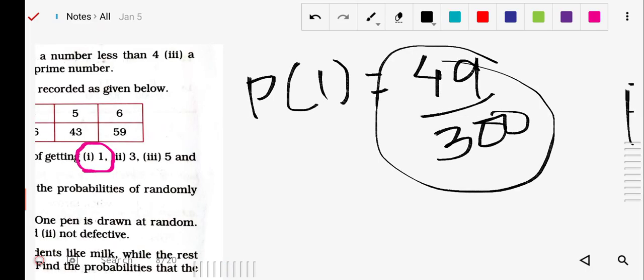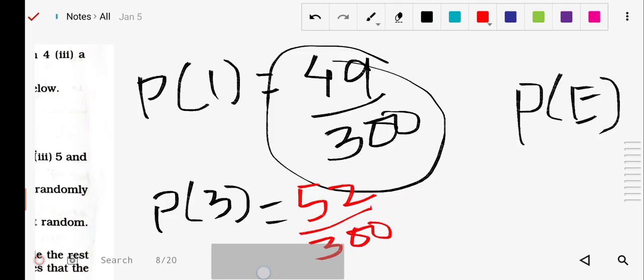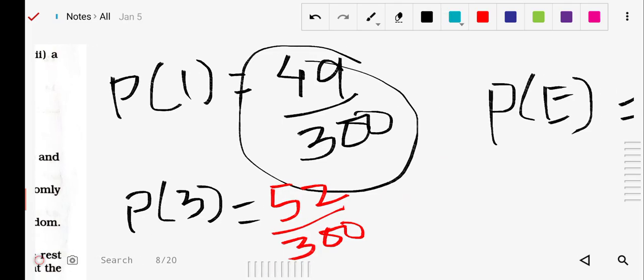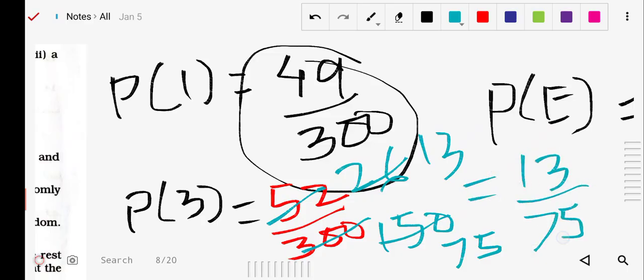Similarly, question number 2 is the probability of getting 3. As you can see in the table, 3 occurs 52 times. So we write 52 divided by 300. Now we can simplify: dividing by 2, this will be 26 over 150, again by 2 this will be 13 over 75. So 13 by 75 is the probability of getting 3.